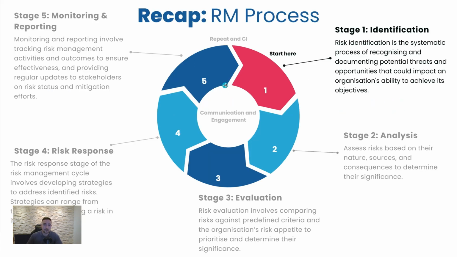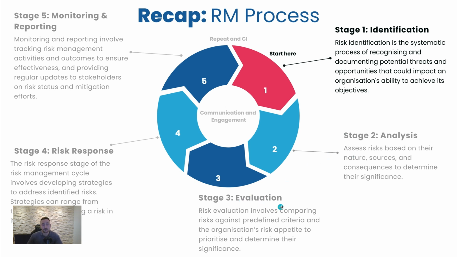So this is a diagram of our risk management process. So there's 5 different stages to this, and the first one being our risk identification. So we'll be jumping into this in a bit more detail. So we identify our risks here. Stage 2 is our analysis. So this is when we look at the nature and the sources, the consequences. So what causes risk? What are the consequences of risks?